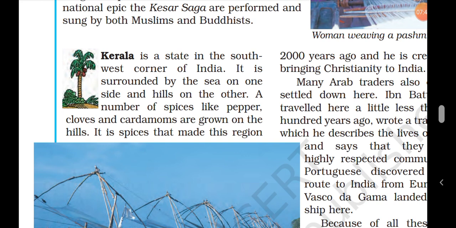Kerala is a state in the south west corner of India and it is surrounded by sea on one side and hills on the other. Okay, and a number of spices like pepper, clove and cardamom are grown on the hills.